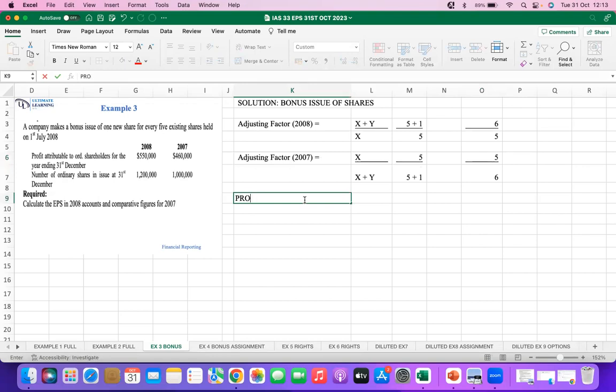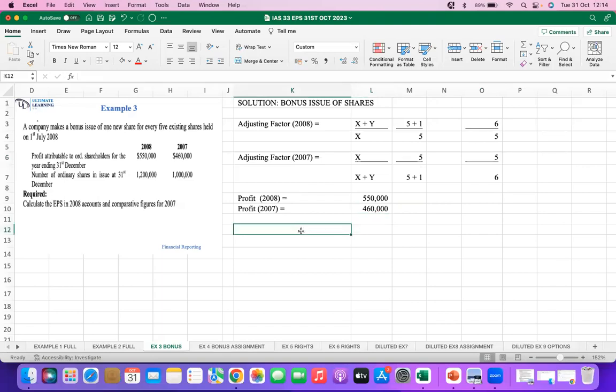Now from the question, our profit is 550,000. Sorry, that is profit in 2008. Let me be very clear in everything. And then we can also get profit in 2007. Our profit in 2007 is 460,000.